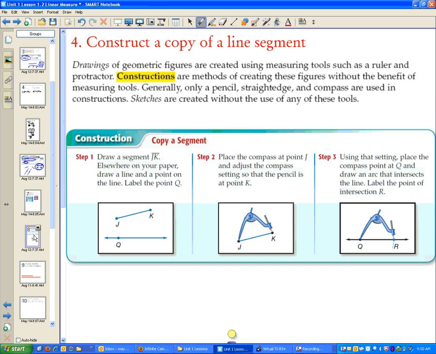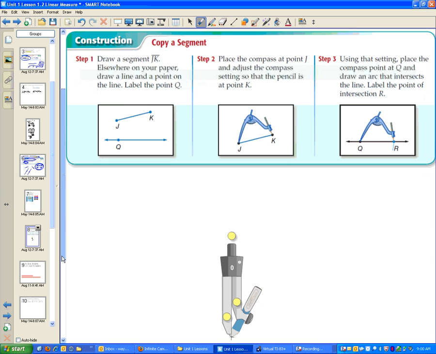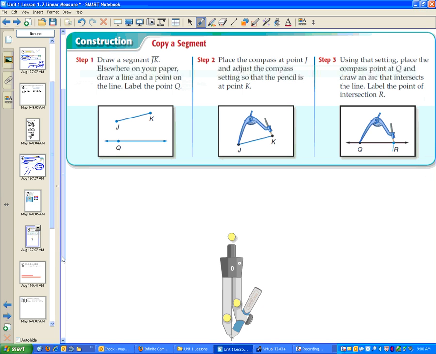That's when you freehand it. So look, we're going to copy a segment, and we're going to follow these steps. I want you to just watch me, because most of you don't have your compass and ruler today, and that's okay. I didn't tell you that you had to yet. I want it by Monday. And again, if you can't get one, I'll loan you one for the rest of the year. But see if you can get one.